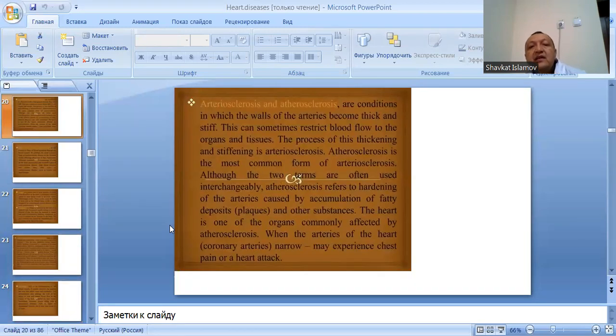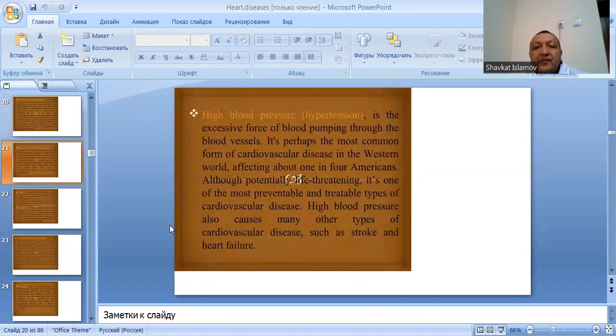Atherosclerosis and arteriosclerosis are conditions in which the walls of the arteries become thick and stiff. These conditions restrict blood flow to the organs and tissues. The process of this thickening and stiffening is atherosclerosis. Atherosclerosis is the most common form of arteriosclerosis.